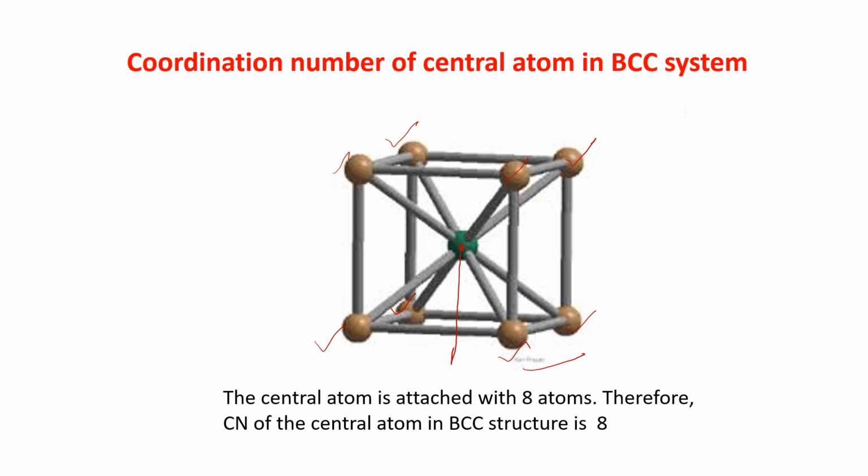So what will be the coordination number of this atom, children? It is attached with 8 atoms in 8 corners. So the coordination number of this atom is 8. The central atom is attached with 8 atoms. Therefore, the coordination number of the central atom in BCC structure is 8.